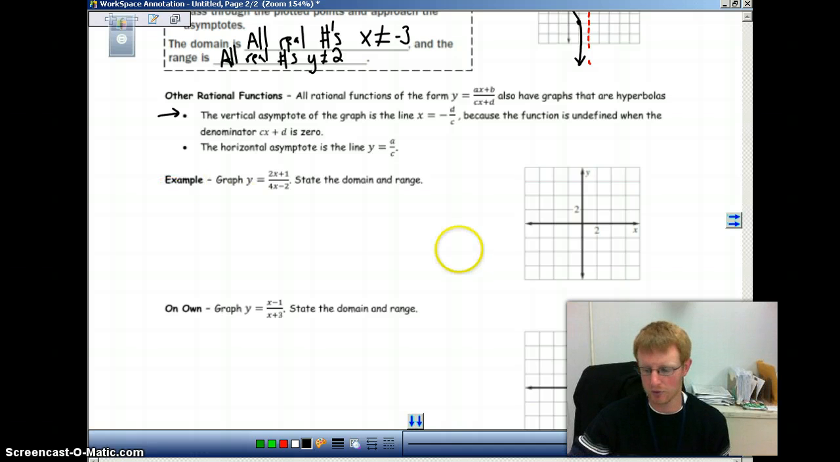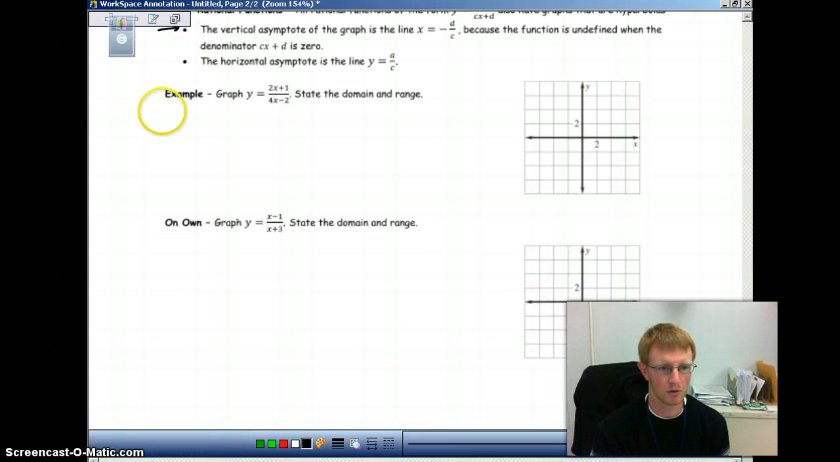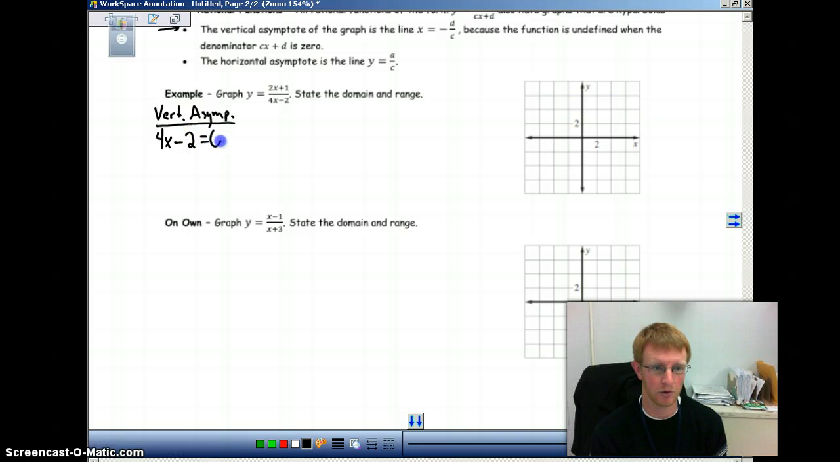So our vertical asymptote here, and I'm going to label these so that way you can see it. Okay, so our vertical asymptote, I'm going to set the bottom equal to 0. Remember, a vertical asymptote is where we get an undefined, and that's where the bottom is equal to 0. So 4x minus 2, we add 2 to both sides, we get 4x equals 2. So we get x equals 1/2. So there's our vertical asymptote.